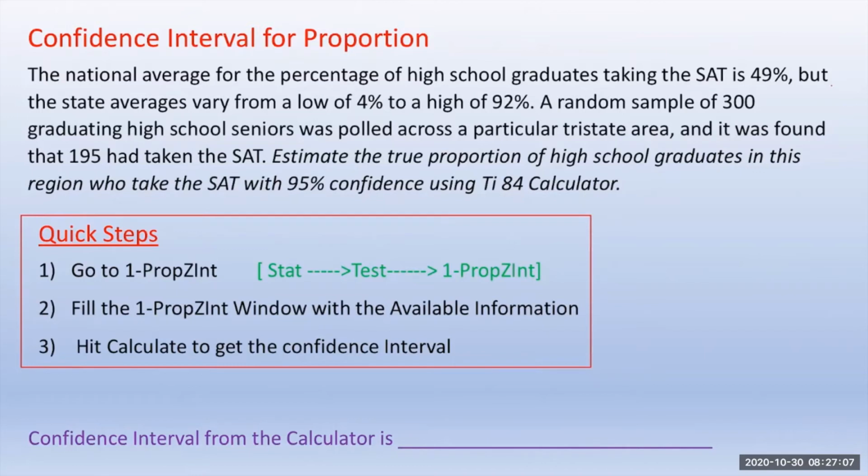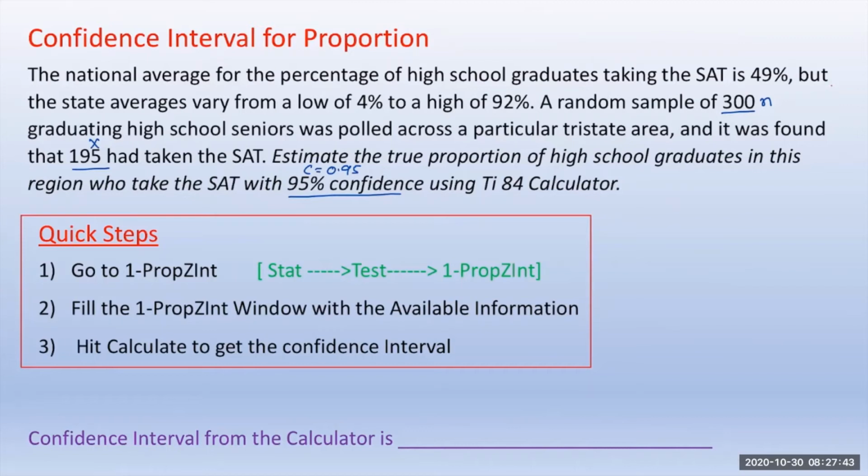The first one is the sample size, that is n equal to 300. And out of 300, 195 have taken the SAT. So that is the number of students who took the SAT out of 300. We have to find the true proportion of high school graduates in the tri-state region with 95% confidence level. So this is your confidence level, C equal to 0.95. And we have to do this using a TI-84 calculator.